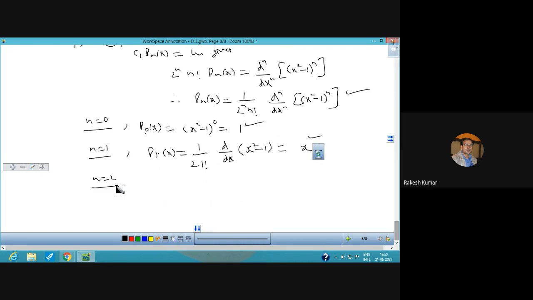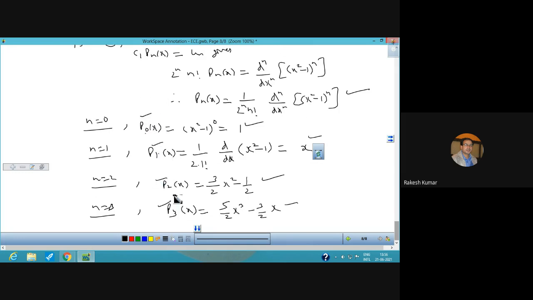Similarly you can get n is equal to 2, and you will have the value of P2(x). Now you can compute it, and it will have value 3 by 2 x square minus 1 by 2. Similarly you can compute the value for n is equal to 3 also, and that value will be P3(x). So the value comes out to be 5 by 2 x cube minus 3 by 2 x. Now these are the corresponding values of P0(x), P1(x), P2(x), and P3(x).